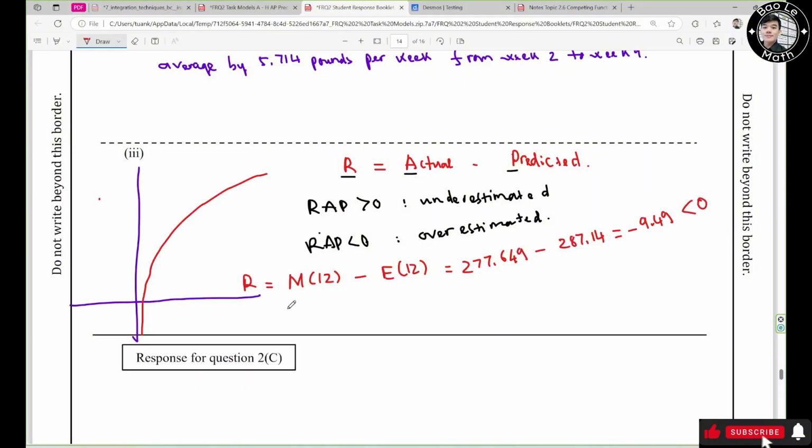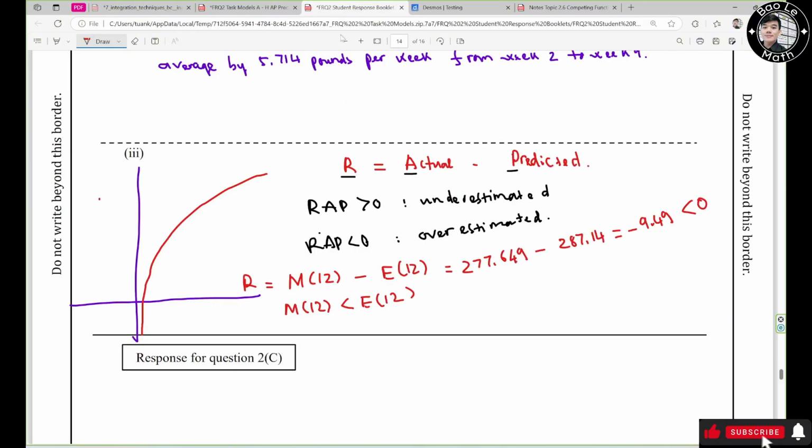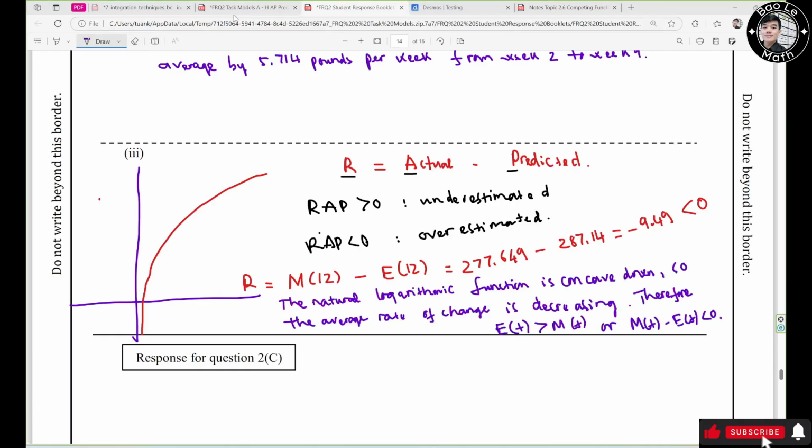Less than 0. It tells us that M12 is always less than E12, right? For t greater than 9, the ratio of the estimate will always be negative. Explain why this is true. Now we look at this one right here. We see that the natural logarithmic function is concave down, which means E of t is always greater than M of t, or M of t minus E of t is less than 0, right? So we need to say that.